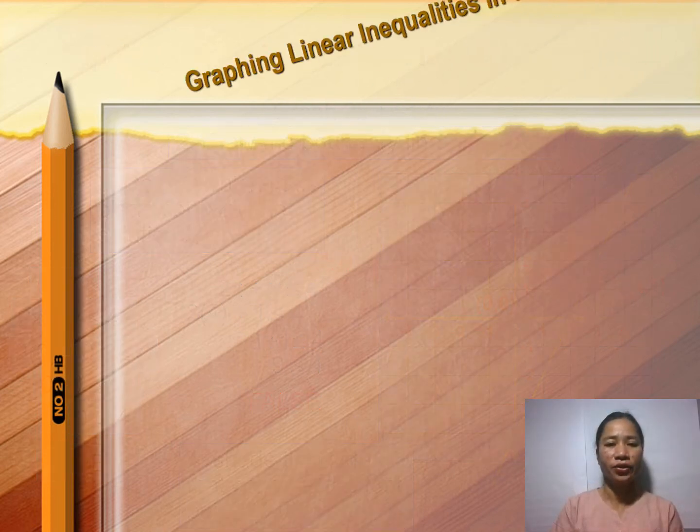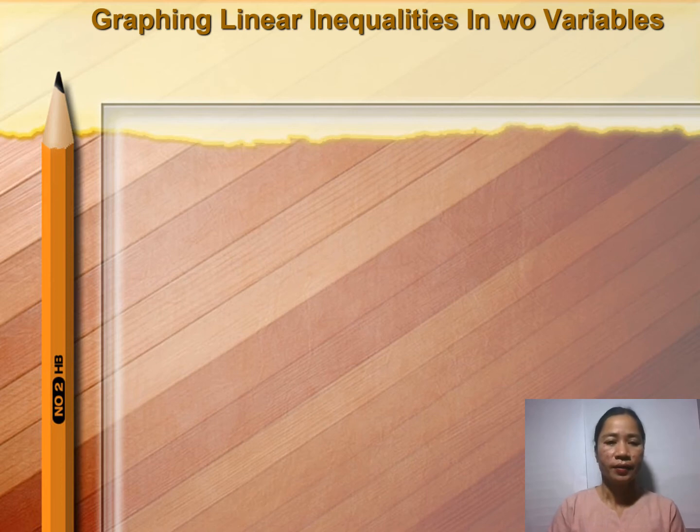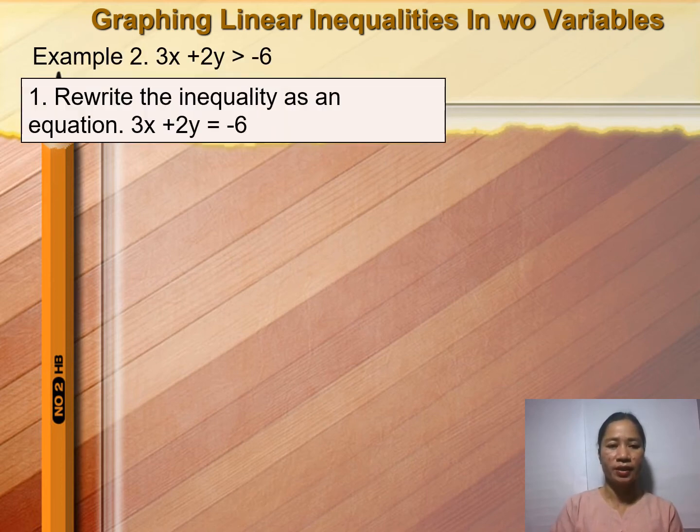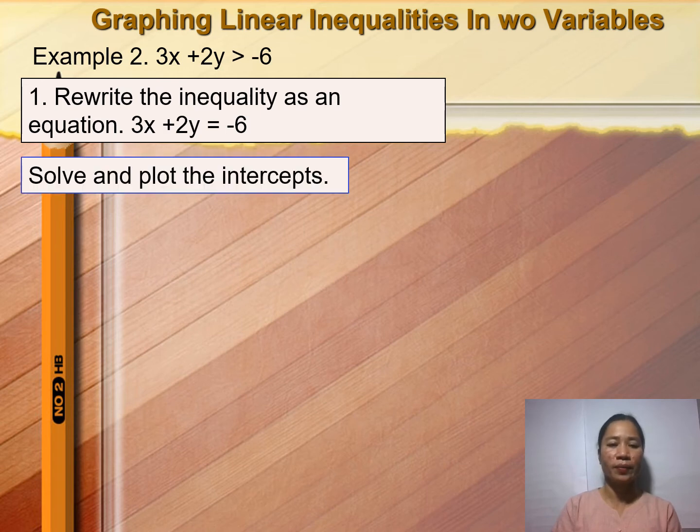Let's have another example. Graph 3x plus 2y is greater than negative 6. Rewrite the inequality as an equation. 3x plus 2y is equal to negative 6. Solve and plot the intercepts.